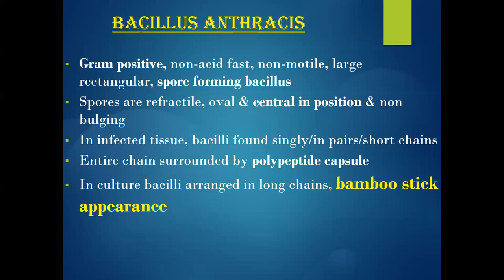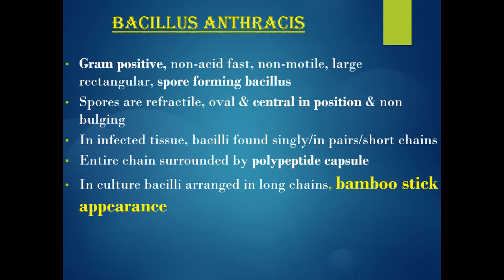Now, what is this Bacillus anthracis? Bacillus anthracis is a gram-positive bacterium. They are non-acid fast, non-motile, large, rectangular, spore-forming bacilli. Spores are refractile, oval, central in position and non-bulging. And in infected tissue, bacilli lie singly, in pairs, or in short chains.